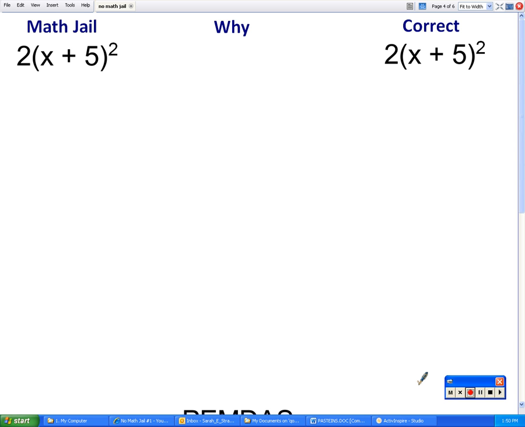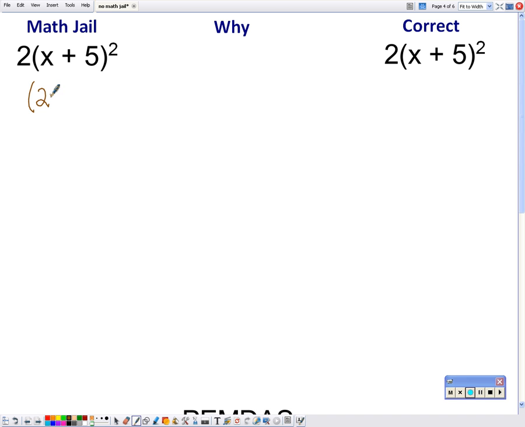Okay, this is the second video in the No Math Jail series, helping you not to go to math jail. So here we have 2 times the quantity x plus 5 squared. People who are going to math jail have been doing this, distributing the 2 inside the quantity, even though there is clearly an exponent out here, and then all kind of bad things happen.